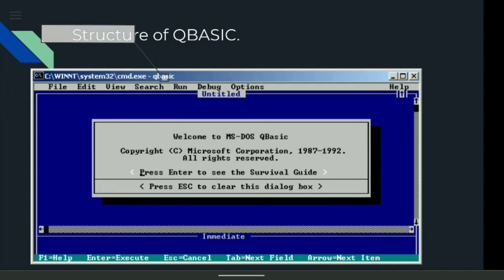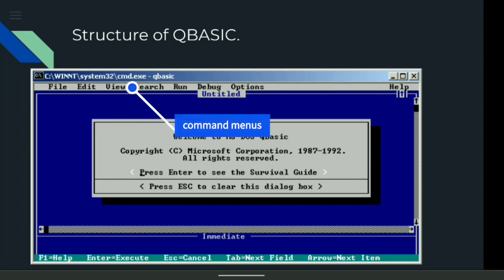The upper one displays the application, and just below that there are commands. These are known as command menus, like for example File, Edit, View, Search, Run, Debug, Option, Help. These are known as command menus.